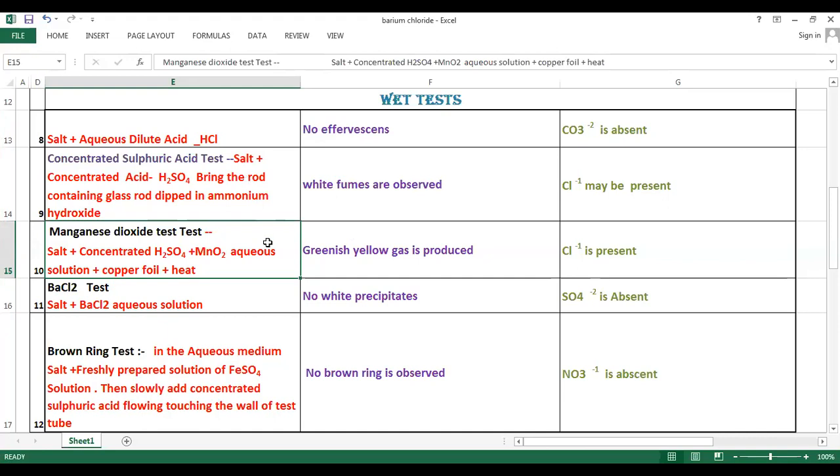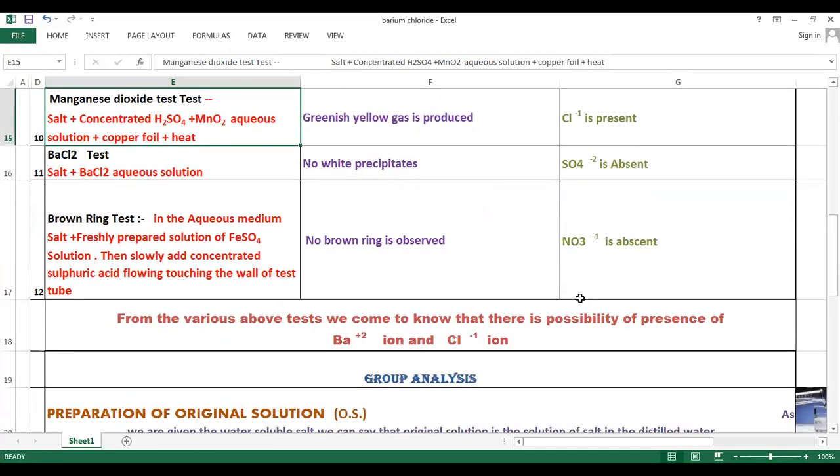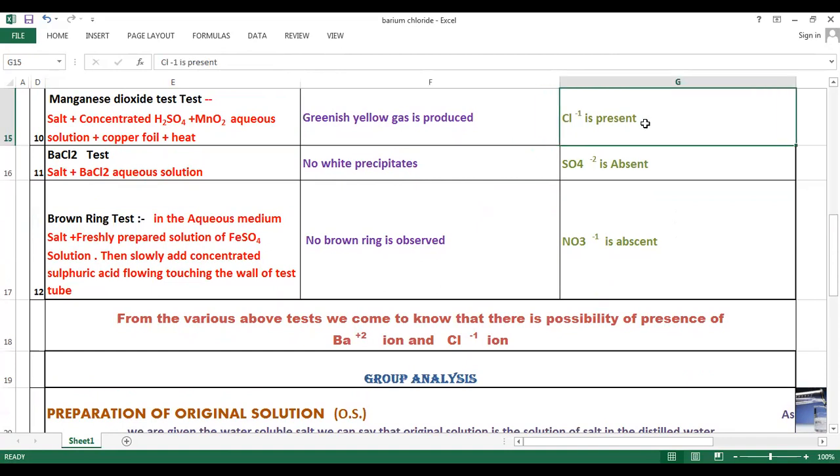So let us have a look at the manganese dioxide test. You can see here on your screen the manganese dioxide test. We take salt and then we add concentrated sulfuric acid. Then we add manganese dioxide in the aqueous medium. If needed, we can add copper foil and heat it. We get greenish yellow gas, and this greenish yellow gas is nothing but chlorine gas, and this is how we can understand that chloride, Cl minus 1 ion, may be present.